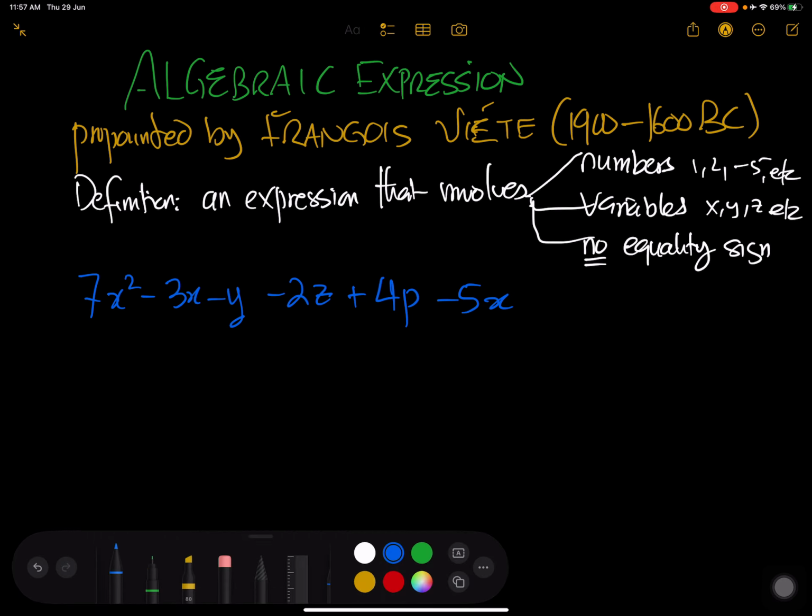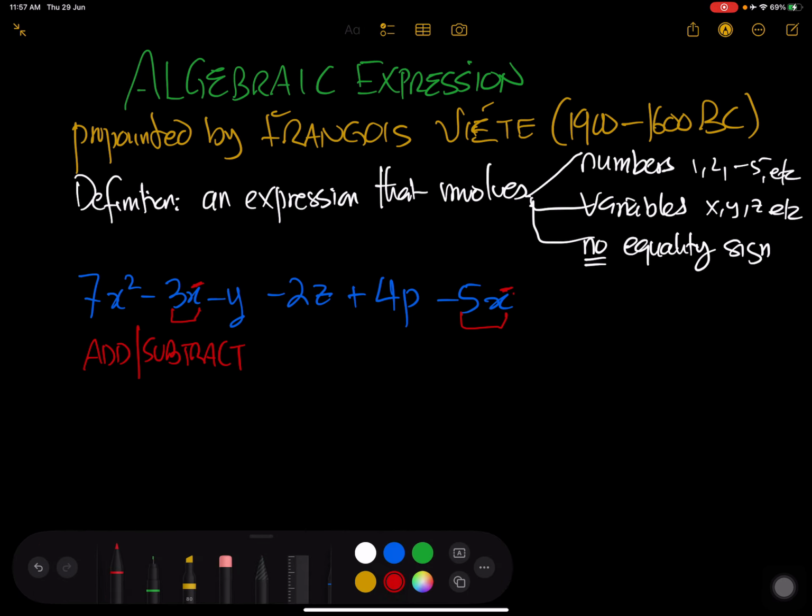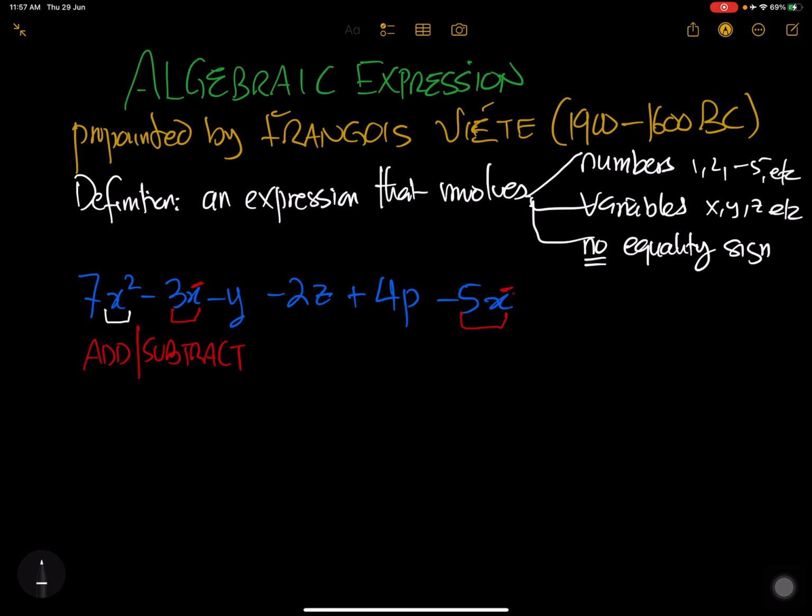So when we want to add or subtract an algebraic expression, we first of all make sure that the variables are the same. The variables have to be the same. So in this case, if you look at this 3x here and the 5x here, they can come together because this variable is the same as that variable. This x squared is different. So x squared is not the same as x.